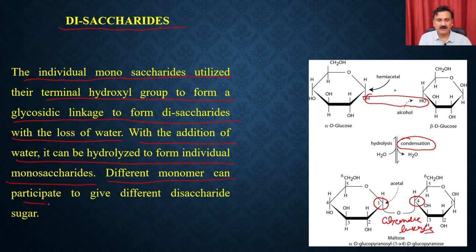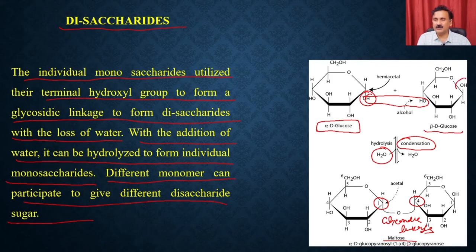Different monosaccharides can participate to give you different types of sugars. The same is true if you take a disaccharide, for example maltose. If you add water, the water is going to hydrolyze this particular bond, and that's how you are going to have two sugar molecules. You will have alpha D glucose, where the OH is on the lower side, and beta D glucose, where the OH is on the top side.